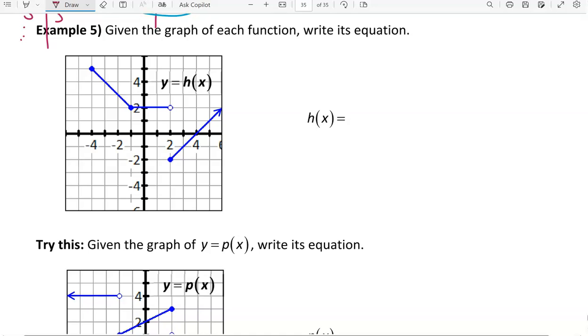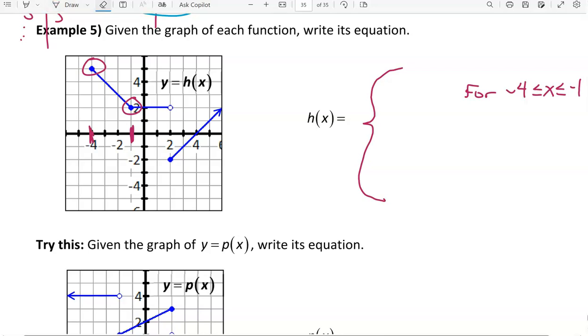So what I'm going to notice about this is that there are 3 pieces to the graph here. Our first piece has x's that are between negative 4 and negative 1. So I'm going to write negative 4 is less than or equal to x, which is less than or equal to negative 1, to represent these two endpoints of the interval.